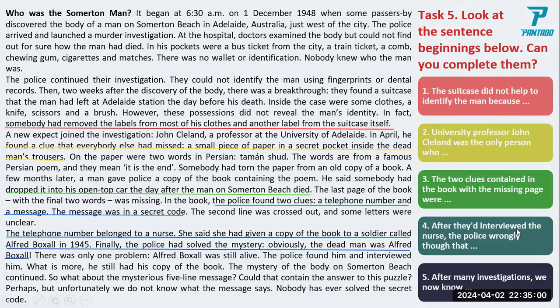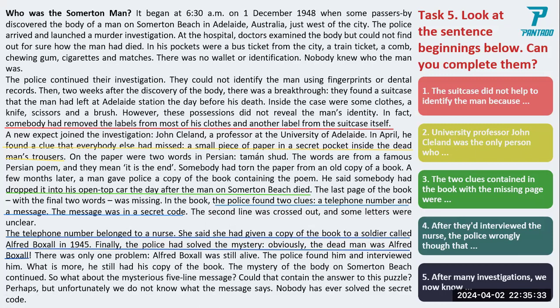After they interviewed the nurse, the police wrongly thought that the message was in a secret code. And in this one, the police found two clues, a telephone number and a message, and they thought that the message was in a secret code.